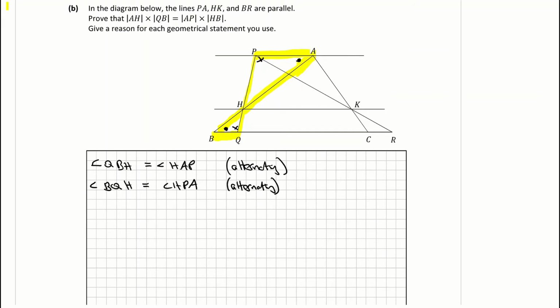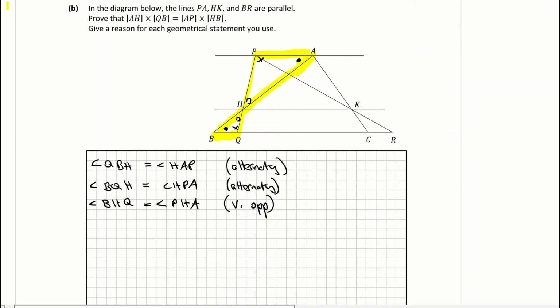Now to prove similar triangles, you only need to show two angles are equal, but let's prove the third one. So you could have also used the angle BHQ, which is this angle in here. Let's just put a little square in there, and that's equal to the angle PHA, which is this angle here again in a square. And the reason why they are equal is because they're vertically opposite each other.